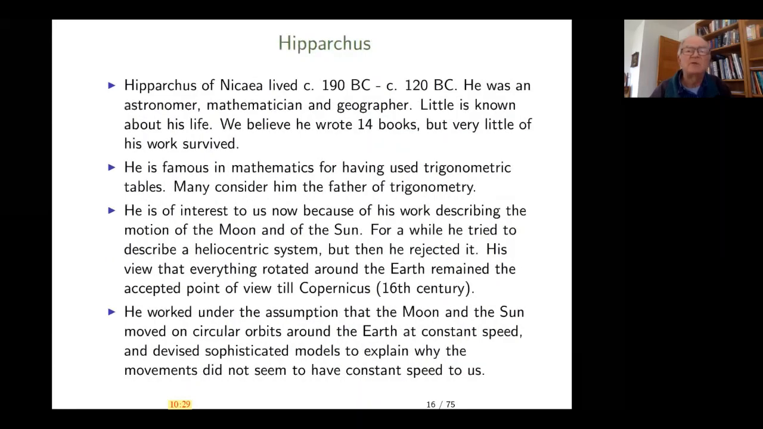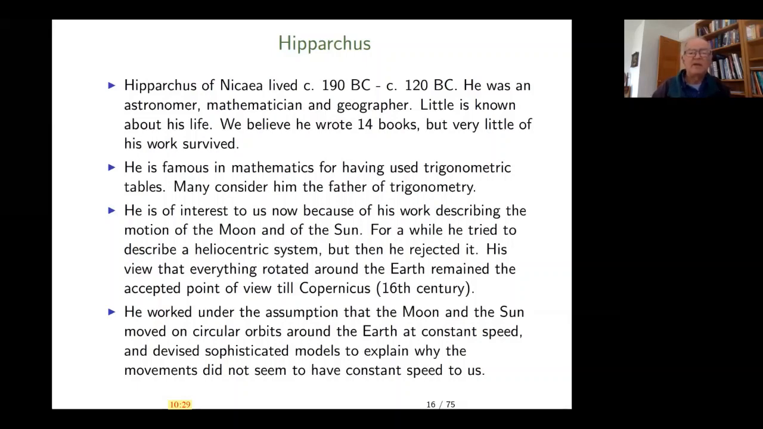I skipped Hipparchus. Hipparchus, who lived a little later, in around the 2nd century BC, 190 to 120 BC. He was an astronomer, mathematician, geographer. Again, very little is known. He's not one of the famous ones, so very little is known about his life. We believe from references he wrote 14 books, and very little of his work survived. He is famous in mathematics for having used trigonometric tables, which for that time was very advanced trigonometry.